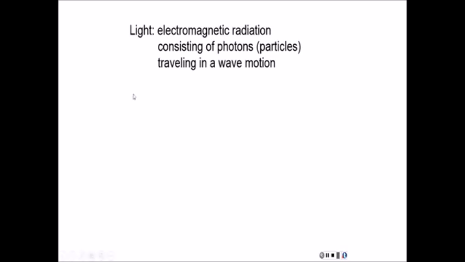So let's take a look at light in general now. Although this is where chemistry and physics kind of overlap each other, I'm just going to focus on what we have to know. Light is electromagnetic radiation. That means it has the properties of electricity and magnetism. Light consists of particles called photons. These photons are technically massless packets of energy, and they travel in a wave motion.